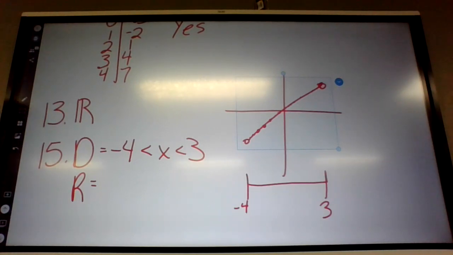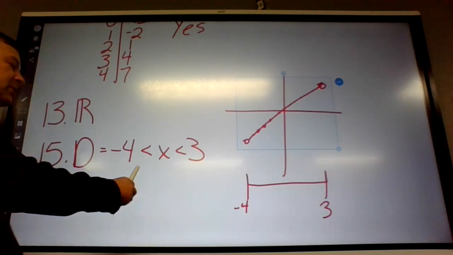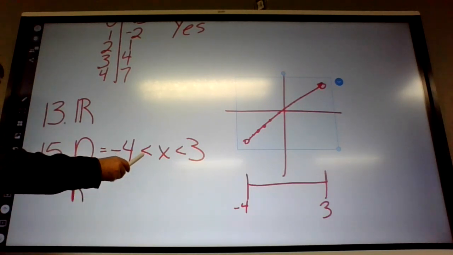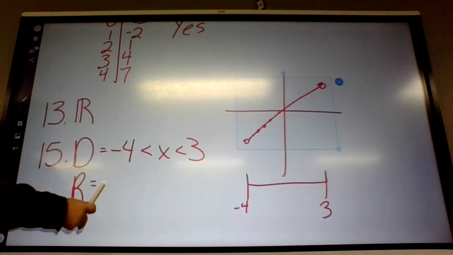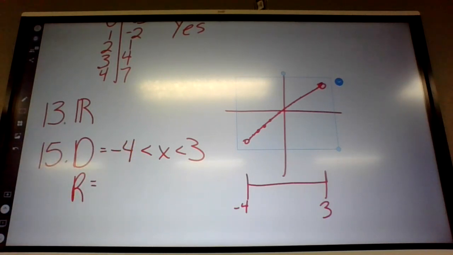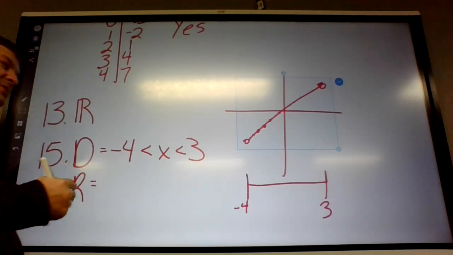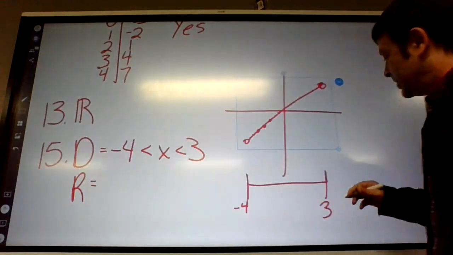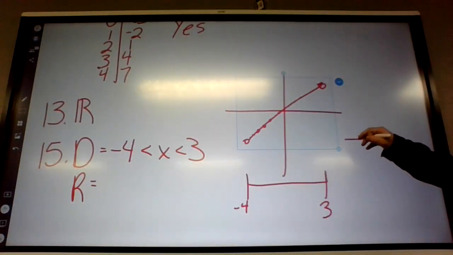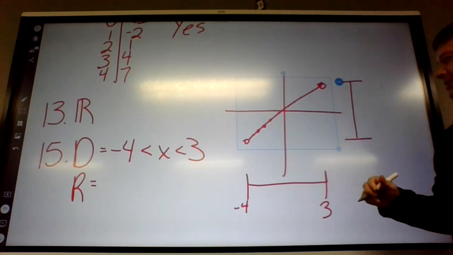Okay, so range is... notice I put less than, not less than or equal to, because the circles were open. -4 and 3 are not included. The range is the y values. So y values go down and up, so we've got to think vertically.